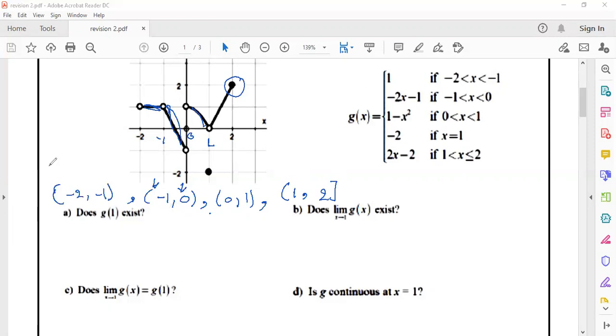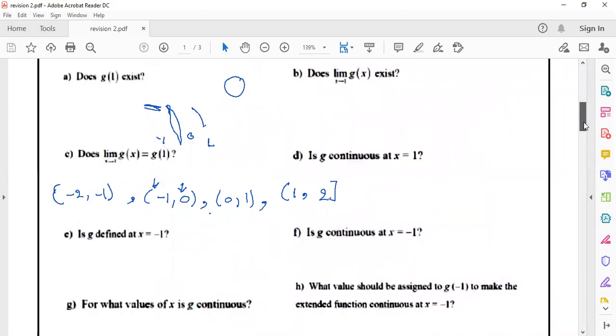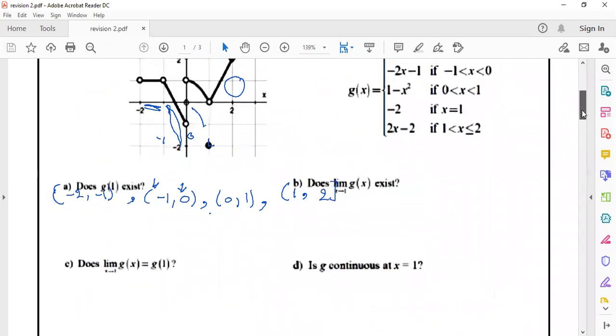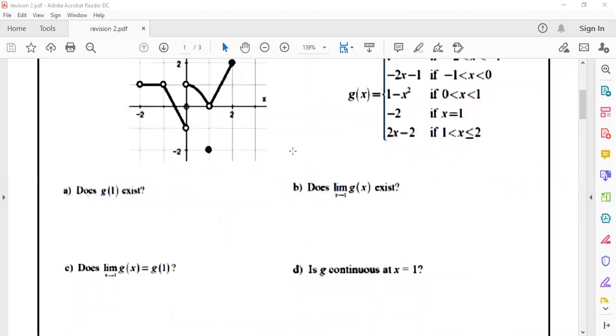Look here for the last question. I think it's so easy. What value should be assigned to g of -1? What is the meaning of this? What is the value of g of -1 supposed to be such that the function is continuous at x equal -1? Look here, I've cleared first to make you understand. Here at x equal -1.